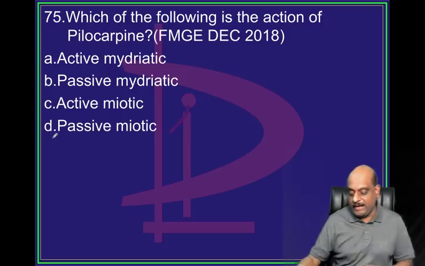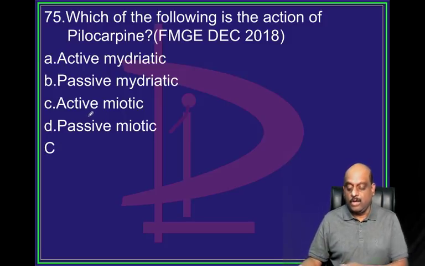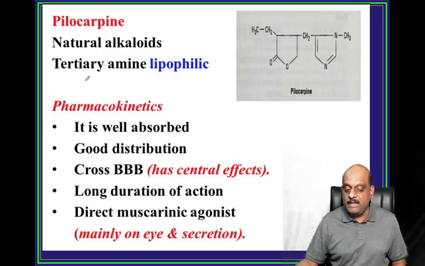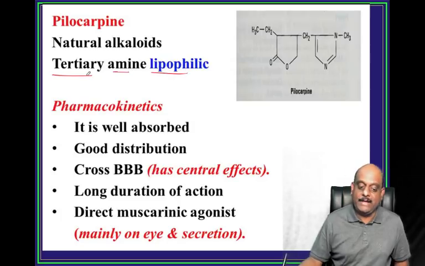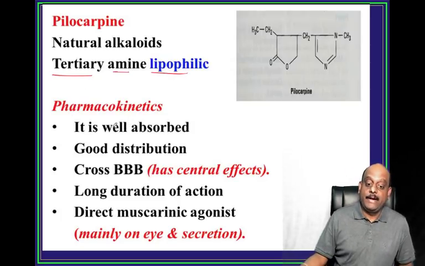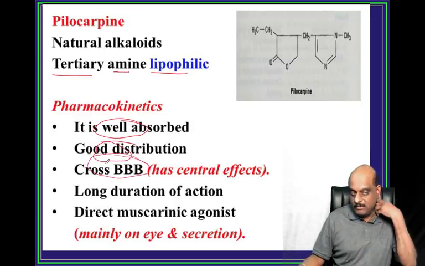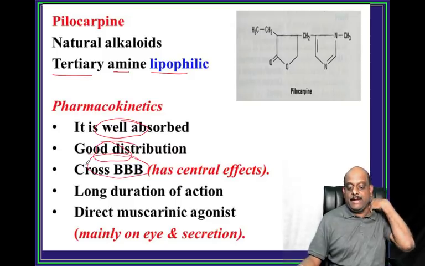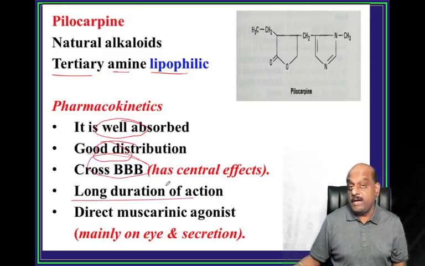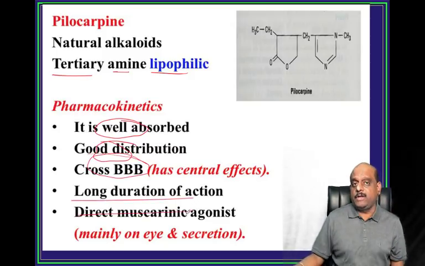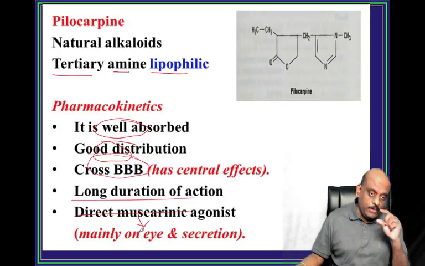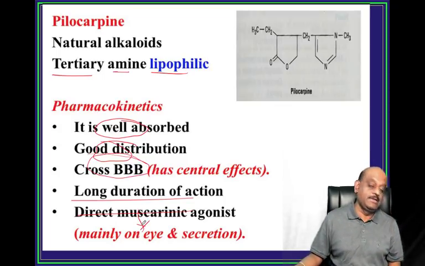Pilocarpine is a miotic. All of you know very well. Pilocarpine is a tertiary amine, lipophilic. It is well absorbed. It is cholinomimetic. It has good distribution. It can cross the blood-brain barrier. It has a long duration of action. It is a muscarinic agonist. It acts on the eye to lead to pupillary constriction.